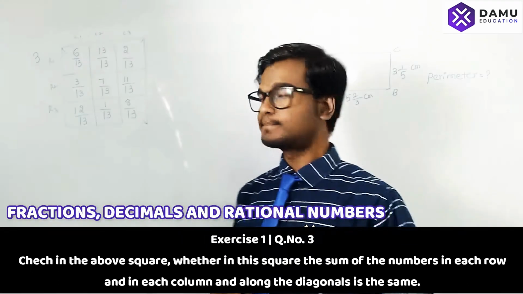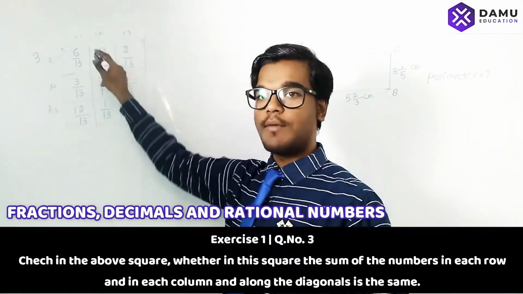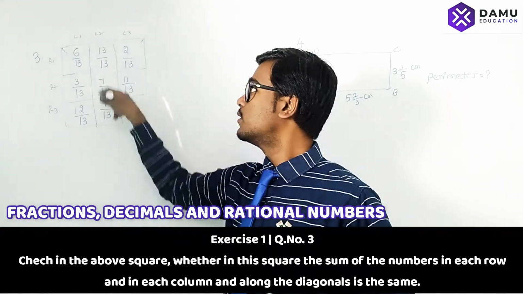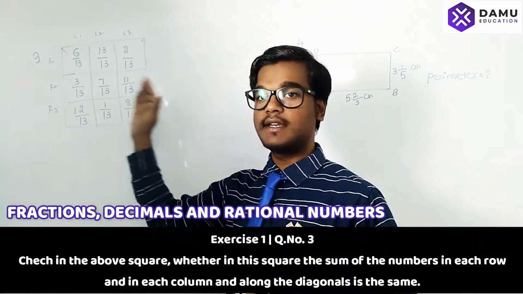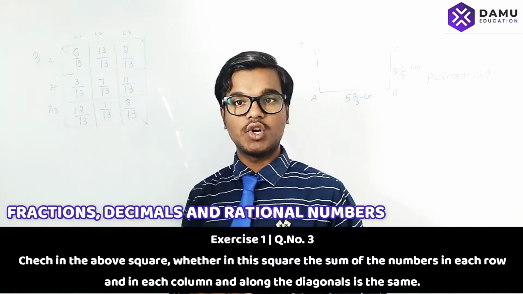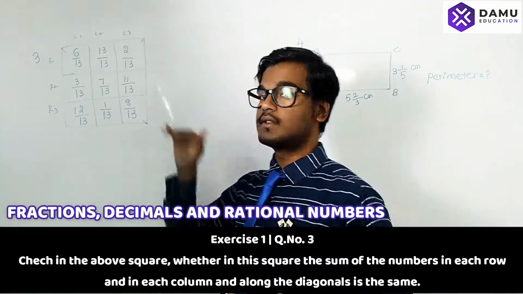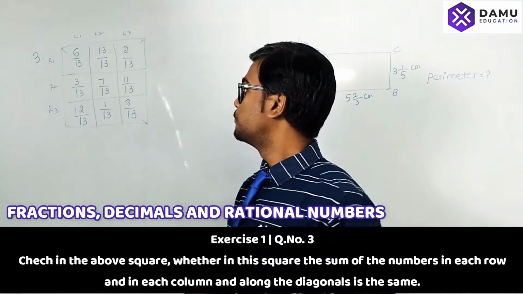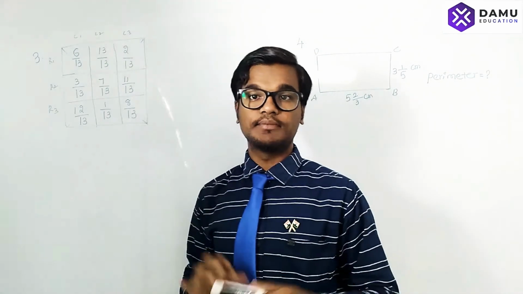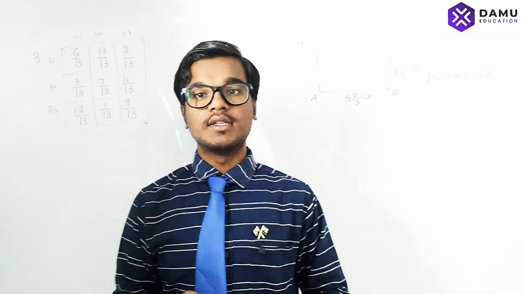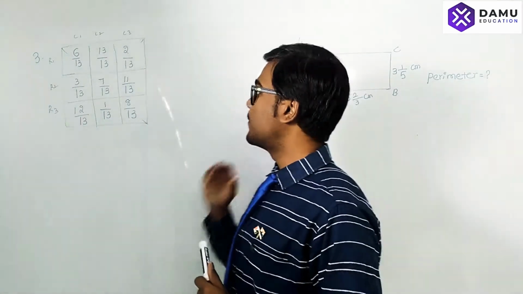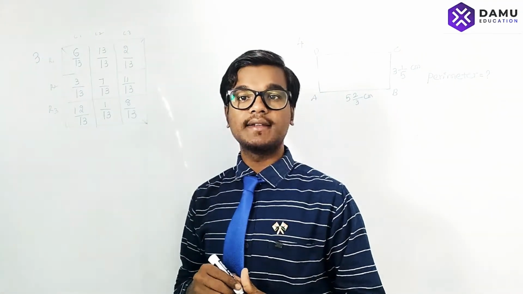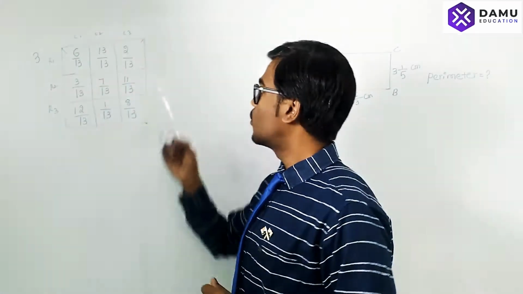Column wise means from top to down, the vertical lines are columns. From left to right are rows, and diagonal wise means the lines which are crossed. So our first one is to add in the manner of column wise. So what are the columns?